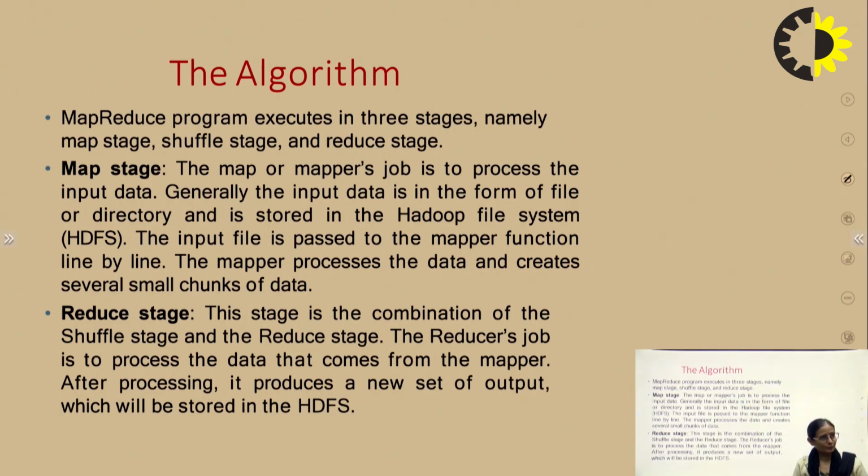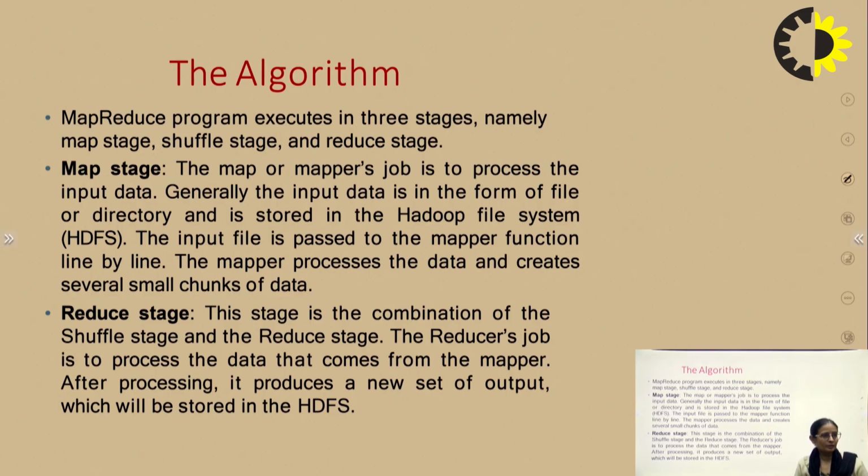So the MapReduce algorithm basically executes in three stages. One is the map stage, then comes the shuffle stage, and then comes the reduce stage. What is the map stage? The mapper's job is to process the input data. Generally, the input data is in the form of a file or directory and is stored in some distributed file system, for example HDFS here. The input file is passed to the mapper function line by line. That is, the mapper function reads the lines of your file. Then the mapper processes this data and creates several small chunks of data.